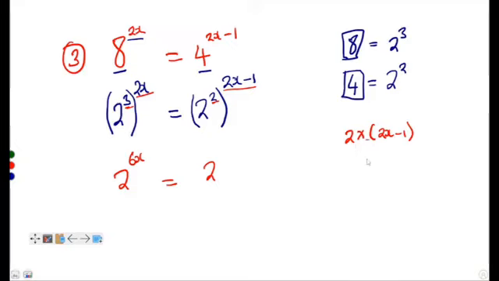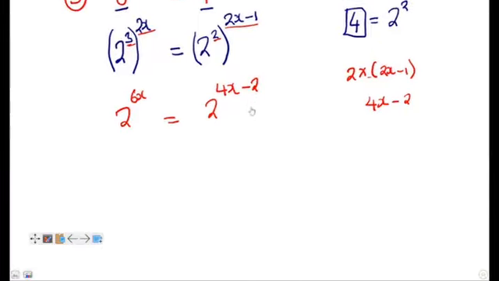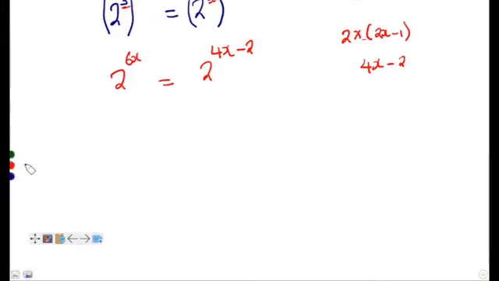So 2 times 2x, this will give us 4x. 2 times negative 1 gives us negative 2. So this will be 2 to the power 4x minus 2. So I hope that you are following. Then from there, what are we going to do?